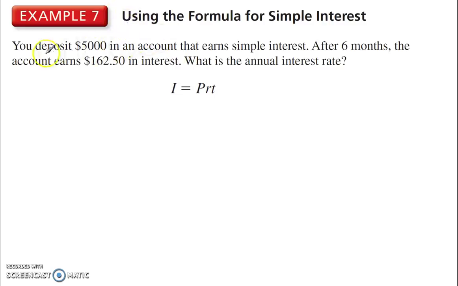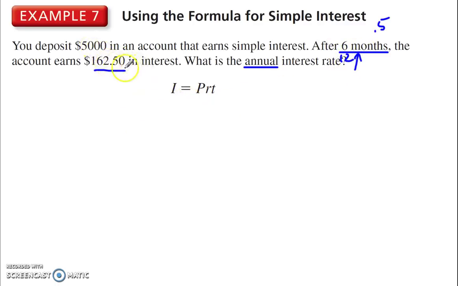All right, we want to use the interest formula here. Deposit $5,000, that's our principal, into an account that earns simple interest. After 6 months, our time, but careful, we'll note something with this time, the account earns $162.50 in interest. What is the annual interest rate? Okay, 6 months. Is that a year? Is that 6 years? Do we just put 6 in here for time? No, careful. Months, this is 0.5 of a year. So that's 6 over 12. Anytime you have months, that means put it over 12.